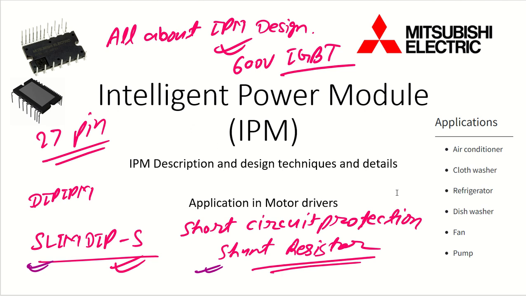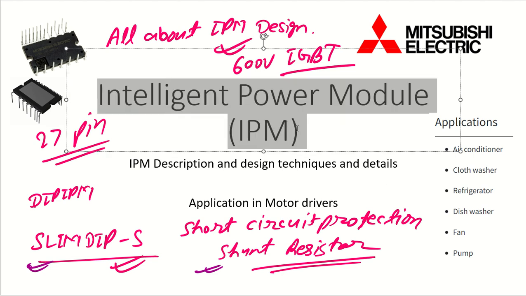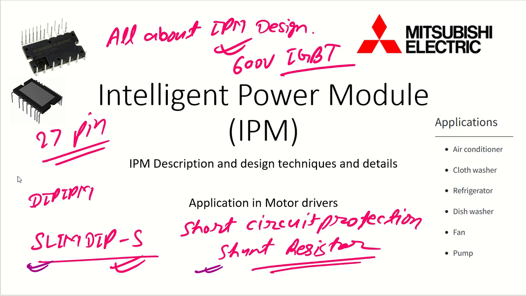We are having this for our different applications, which involve air conditioners, audio fans or something like that. We have clothes washers or washing machines, refrigerators, dishwashers, fans, pumps. So wherever we see, we will always be needing an intelligent power module application. So I hope you have understood everything.